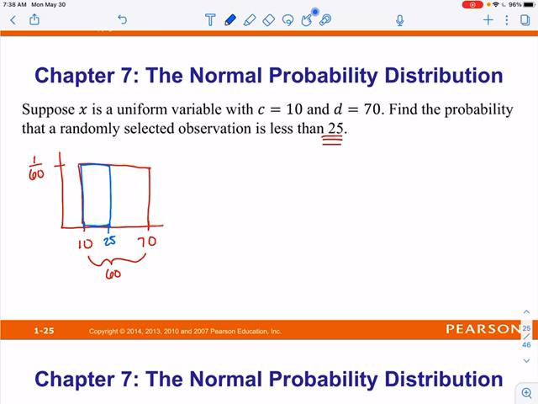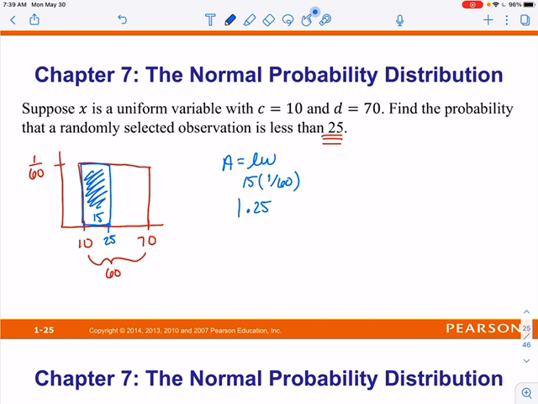Now the length here, the difference between 25 and 10, will be 15. If I shade that in, the area of that blue rectangle is length times width. The length is 15 and the width is 1 over 60. If you multiply 15 times 1 over 60, you're going to get 0.25, or a 25% chance.